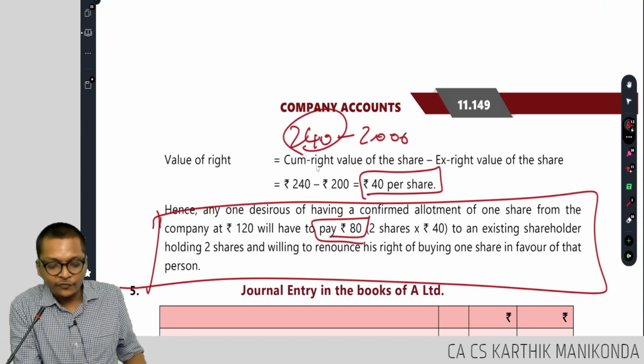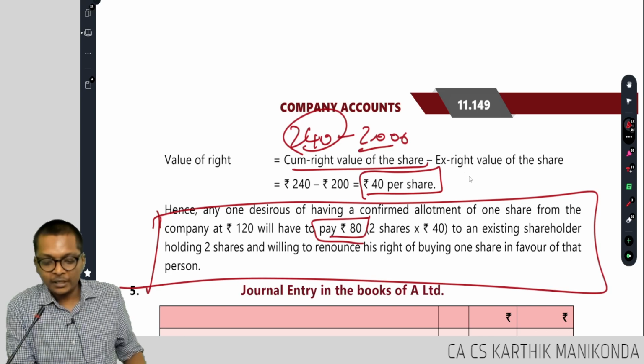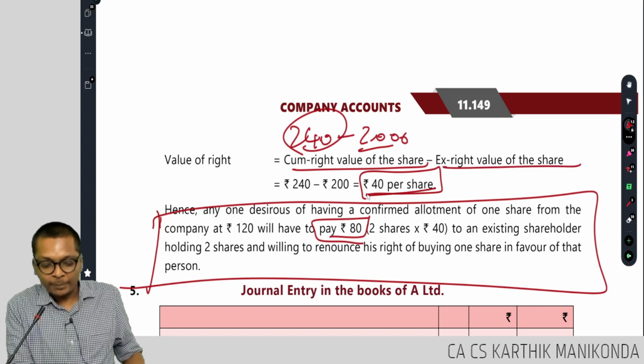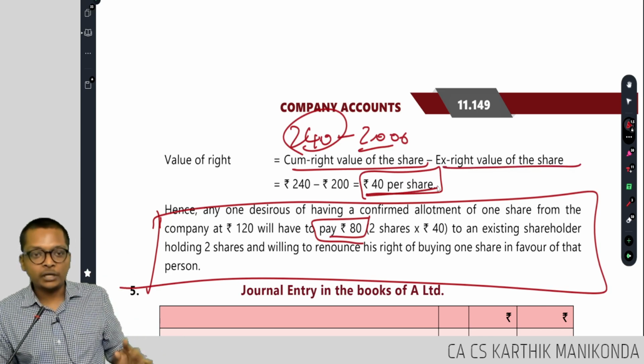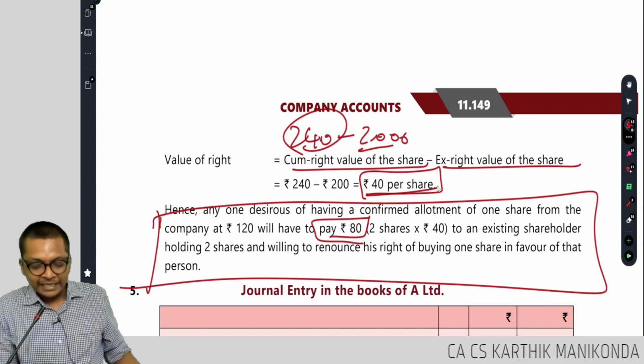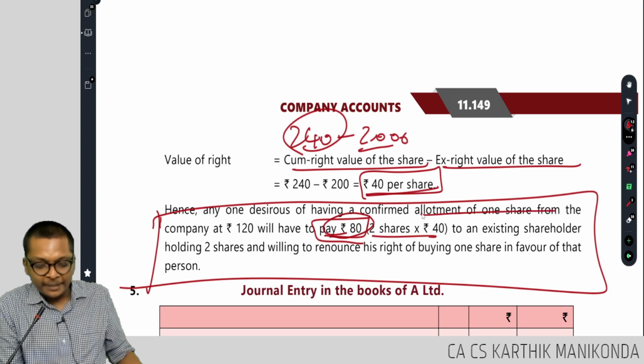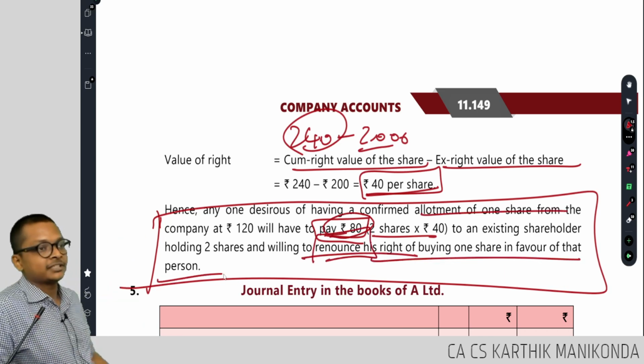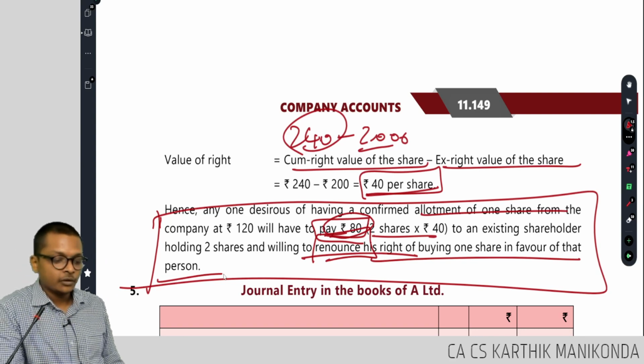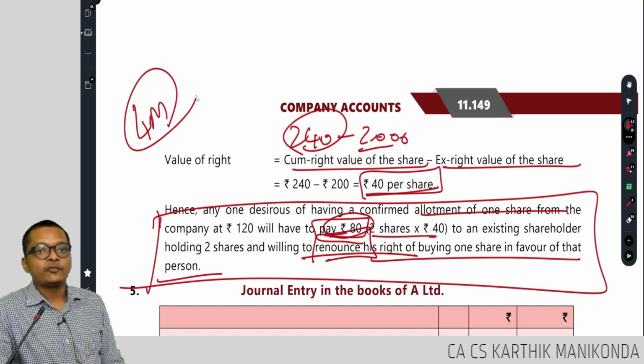Correct? What is 240? Cum rights value. What is 200? Ex rights value. So per share for me value is 40. How many shares I have? 2 shares. So 2 into 40, 80 rupees. If you don't pay, then you can renounce. I told you can renounce the right in favor of the other person. Presentation for 4 marks. Are you following, guys?